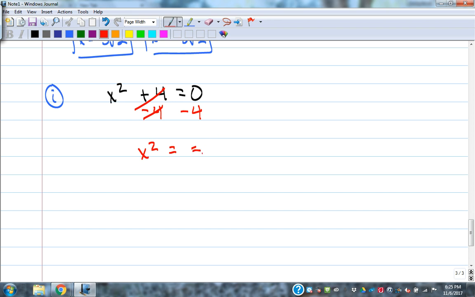It'd be negative 4 over there. And then we take the square roots, plus or minus on the number side. What's the square root of negative 4? 2i.